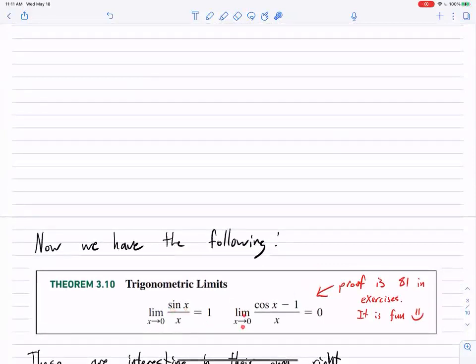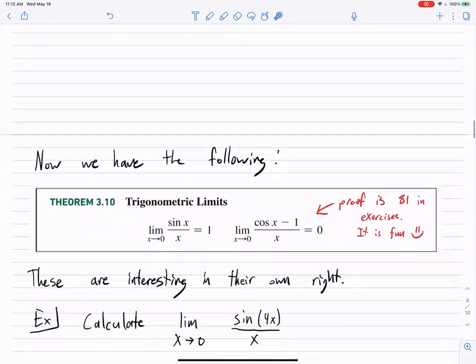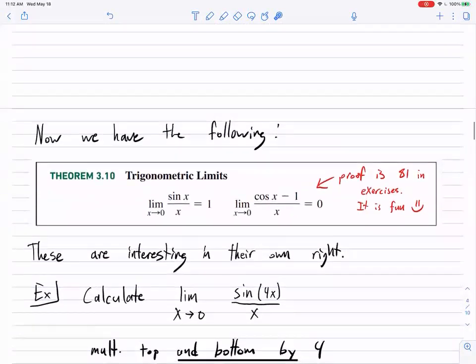Similarly, the limit as x goes to 0 of cosine x minus 1 over x is equal to 0. The proof is in the book. It's kind of fun, but I won't assign it or anything. But if you enjoy math and like fun puzzles, it is a fun little trig puzzle. And so these limits are actually interesting in their own right. And so let's look at this.